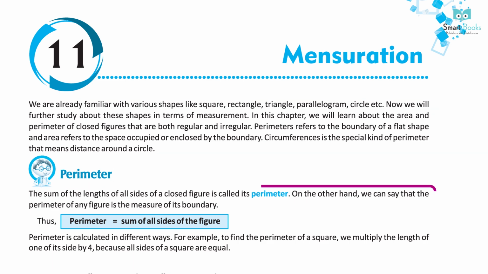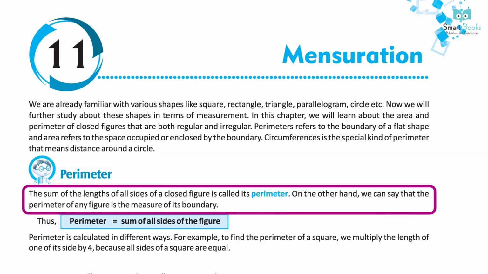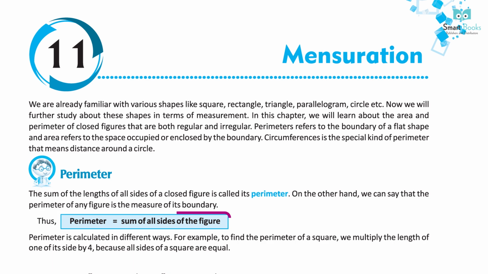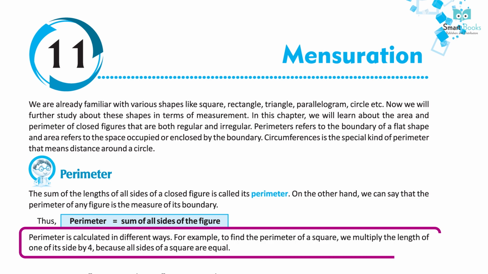Perimeter. The sum of the length of all sides of a closed figure is called its perimeter. On the other hand, we can say that the perimeter of any figure is the measure of its boundary. Thus, perimeter is equal to the sum of all sides of the figure. Perimeter is calculated in different ways.